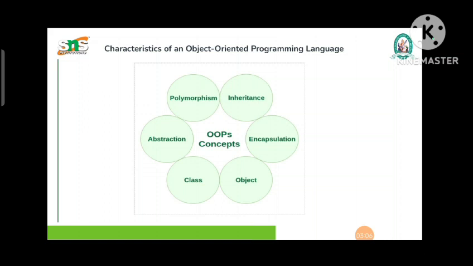Next is abstraction. Data abstraction is one of the important and most essential features of object-oriented programming. Abstraction means displaying only essential information and hiding the details. Next is polymorphism. The word polymorphism means having many forms. In simple words, we can define polymorphism as the ability of a message to be displayed in more than one form. Next is inheritance. The capability of a class to derive properties and characteristics from another class is generally called inheritance.